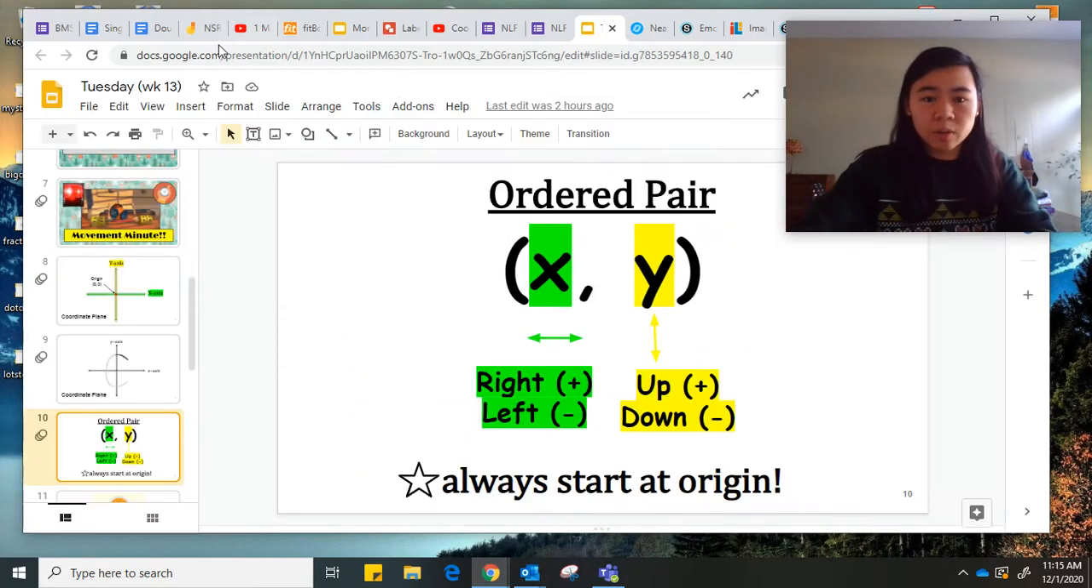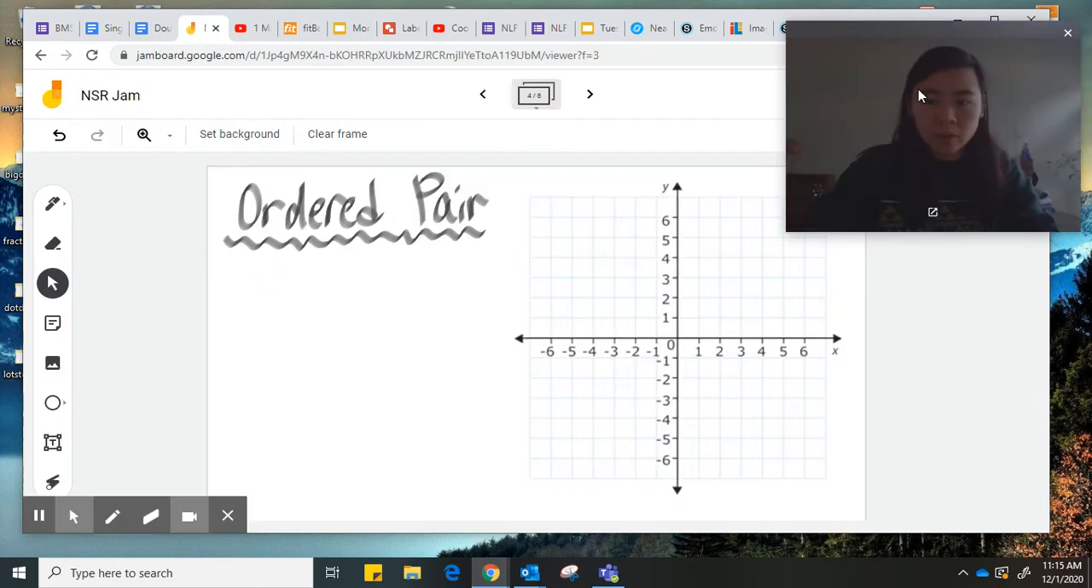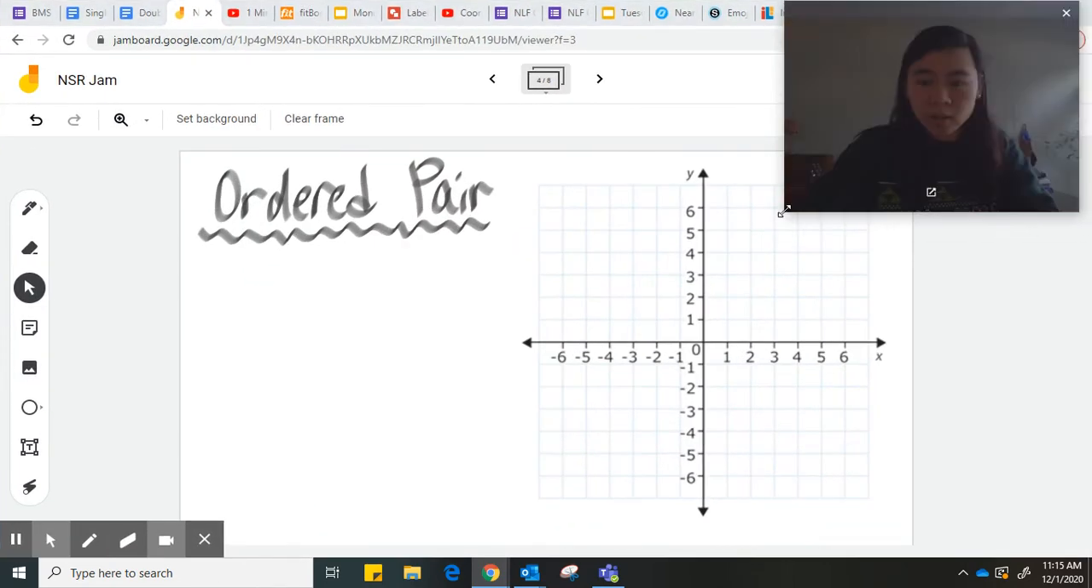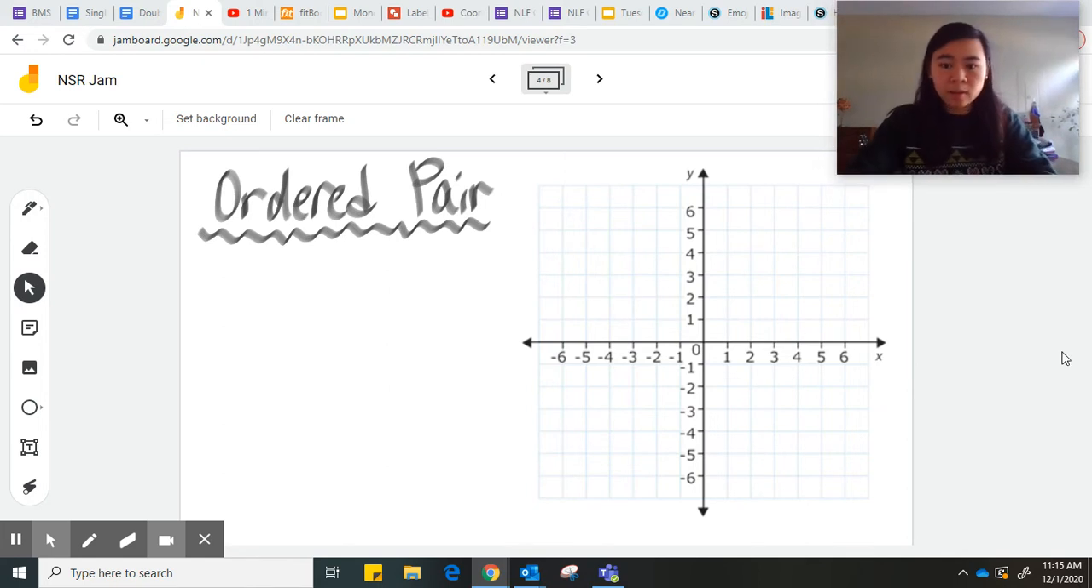Okay, we're actually going to talk about this over here. Let's look at an ordered pair. So this is our coordinate plane. This is what it will really look like. We see those numbers on it. We have our x-axis, we have our y-axis, we have our origin in the middle.